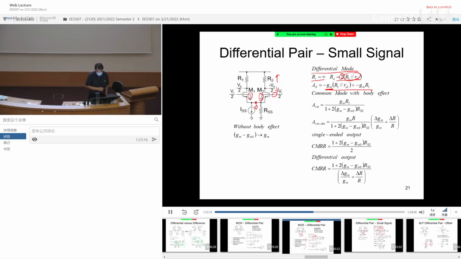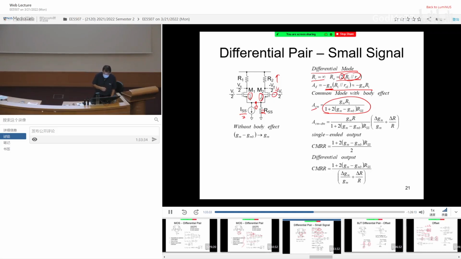And for common mode signal, we go through the same thing. We split the current, which becomes half ISS, and the resistor becomes 2 times RSS. So the common mode gain for one side is given by common source with degeneration. Then if you assume there is a mismatch, this becomes GM plus delta GM over 2, and this becomes R1 plus delta R over 2. The other side becomes minus. Then you end up with exactly the same derivation, and we have gone through the same analysis for single-ended output and also differential output common mode rejection ratio.